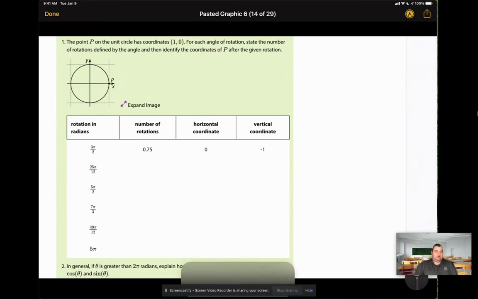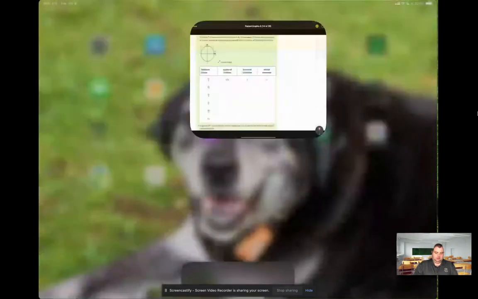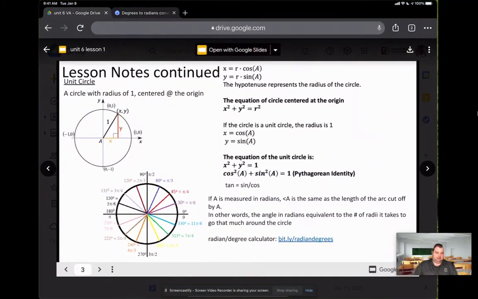So the point P on the unit circle has coordinates (1, 0). For each angle of rotation, state the number of rotations defined by the angle and then identify the coordinates of P after the given rotation. So let's go back to our notes for a second.